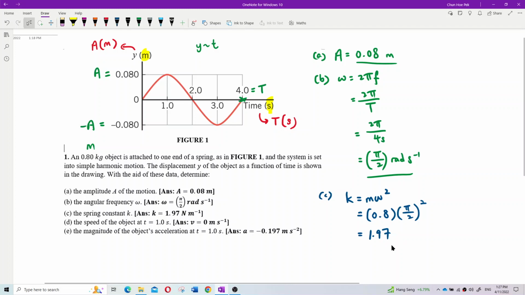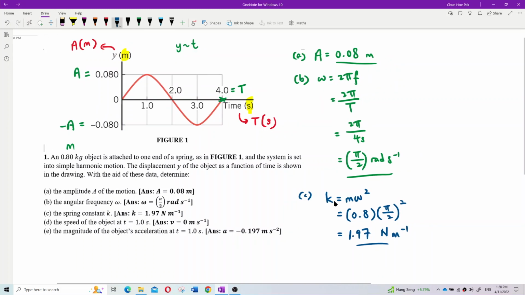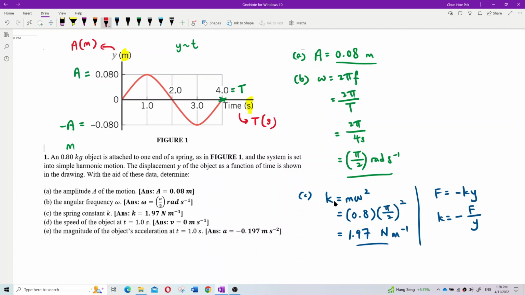1.97. The unit of K is Newton per meter. Do you know why? Because K is the force constant, or spring constant. It comes from F equal to negative Ky, where we use y displacement. So K is equal to negative F over y. The unit of force is Newton, and the unit of displacement y is meter, so that's why it ends up with Newton per meter. This is actually Hooke's law.